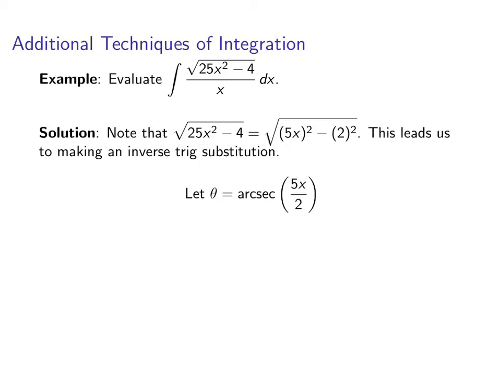Now it's going to be theta equals arcsecant of 5x over 2. And the way we know that is that this is the 5x, and here's the 2. And then the reason we know it's an arcsecant is because if we go back to the table, it tells us that if we have a variable squared minus a number squared, that leads us to an arcsecant substitution. All right, so theta is going to be equal to arcsecant of 5x over 2.